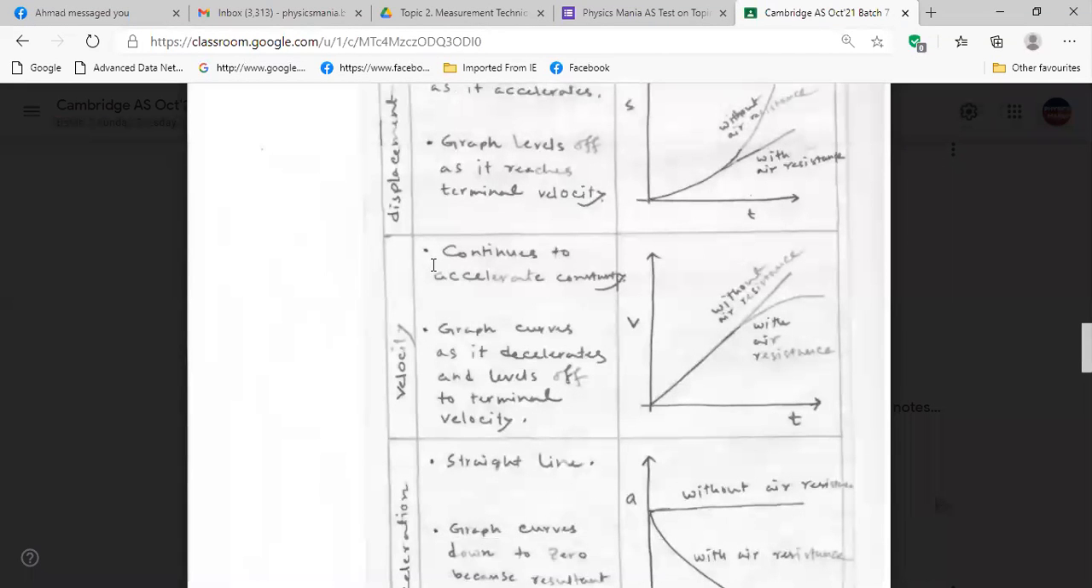And write these two points. First one is continues to accelerate constantly. Then second one is graph curves as it decelerates and levels up to terminal velocity. This one you correct. It should not be decelerates, it should be decreases acceleration. Please correct it.